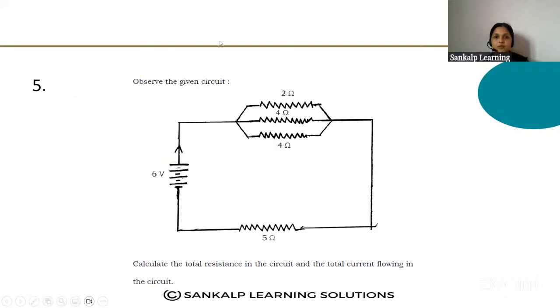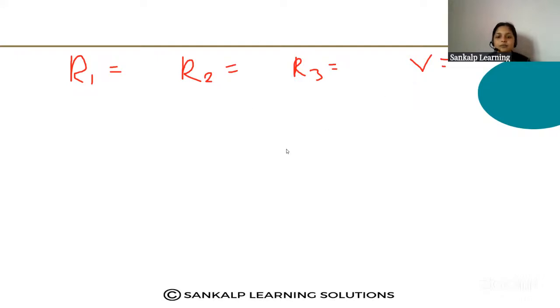Next question. Observe the diagram. Given circuit. Here, calculate the total resistance in the circuit and the total current flow in the circuit. Okay, you have to calculate total resistance and total current flow in this circuit. So let us write the R1, R2, R3, and what is the value of potential difference?